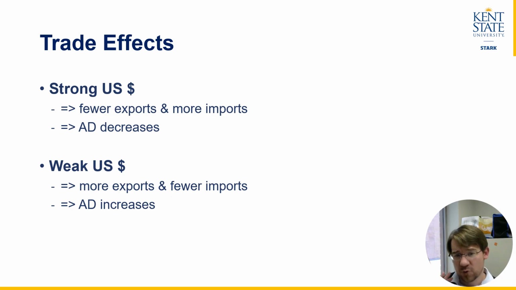Now, if we have a weak US dollar, the opposite happens. With a weak US dollar, well, the dollar's cheap, that makes our goods cheap. After all, if you have foreign currency, you can buy lots of dollars, therefore you can buy lots of American goods. On the other hand, if we have a weak US dollar, then it's really expensive for us to buy foreign currency, which means it's also going to be expensive for us to buy foreign goods. So we would see fewer imports. More exports, fewer imports, that's going to be an increase in aggregate demand.